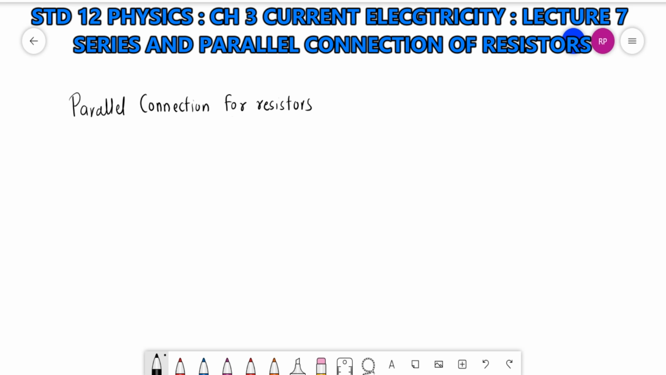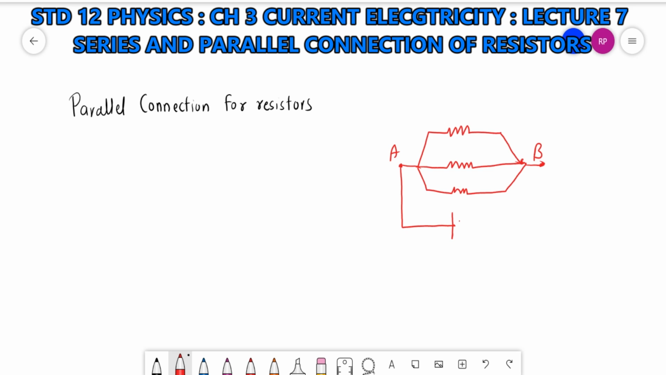Okay, so see, I'm giving an example here, point A and point B. So here I am taking three paths. See, in series there is only one path, and in parallel there are more than one path. So let these resistors have resistance R1, R2, and R3, connected to a battery of V volt.